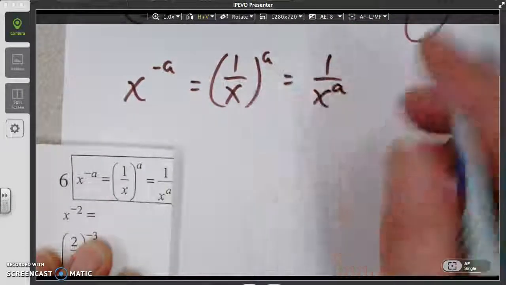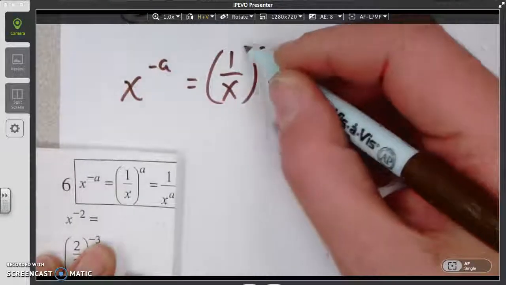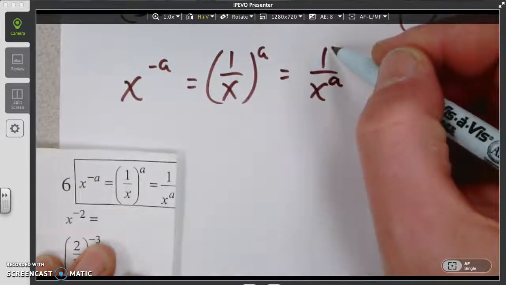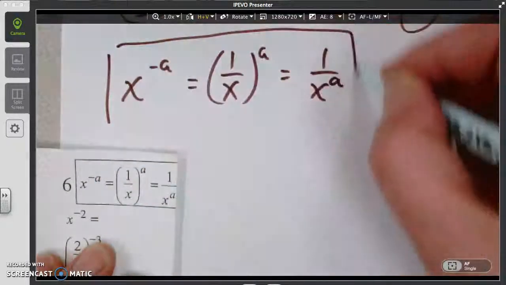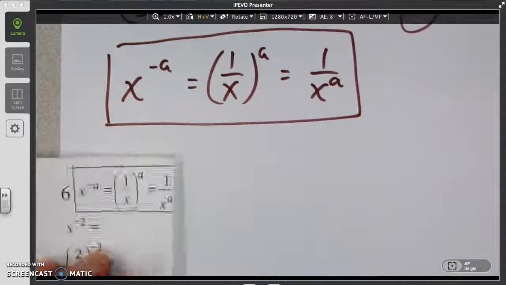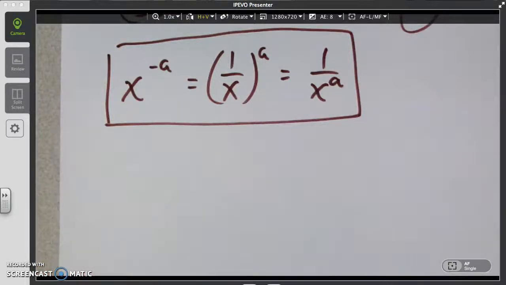Now, how do we get from here to here? Well, part of what it is, if you did 1 to the a, it would still be a. Some people are like, well, why isn't there an a on there? Well, you could put it there, but 1's always going to be 1. 1 times 1 times 1 times 1 times 1 will always be 1. Okay, so what do we got then?